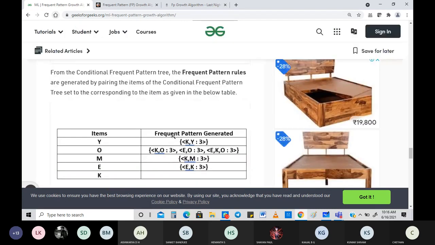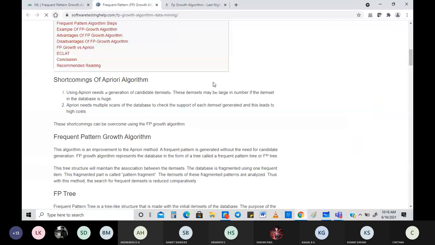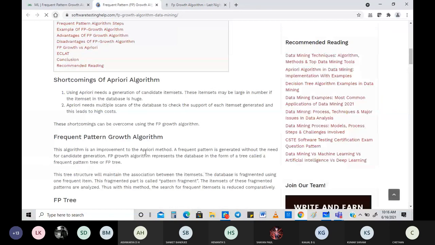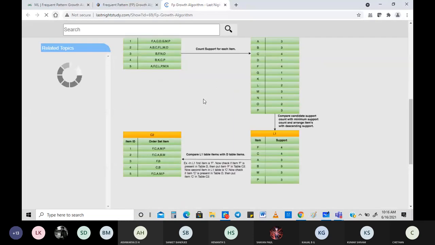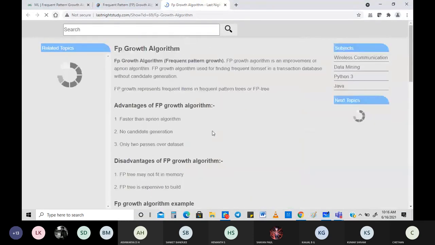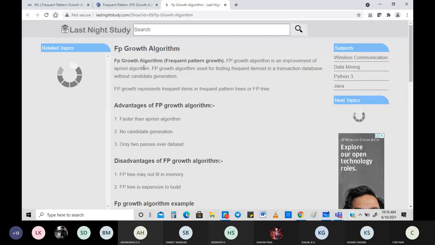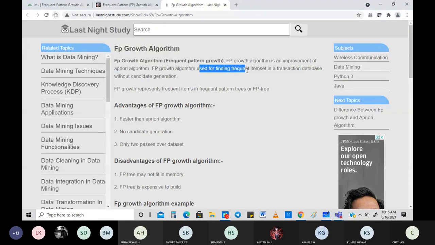That is the thing with regard to the FP growth algorithm. Now what are the things that you look for in this? You can see very clearly what the shortcomings of your Apriori algorithm were, that you are supposed to scan everything. But what about the FP growth algorithm? The FP growth algorithm is an improvement of your Apriori algorithm. It is used for finding frequent item sets in a transaction database without candidate generation. That's very important. You're trying to figure this out without any candidate generation.